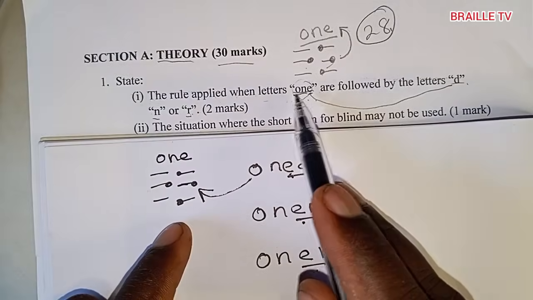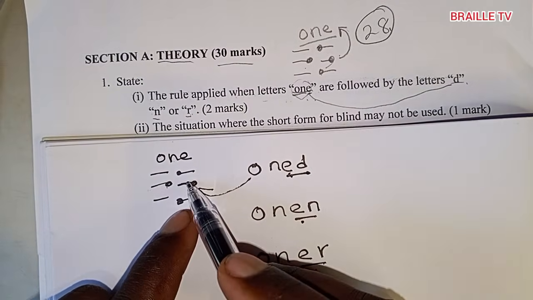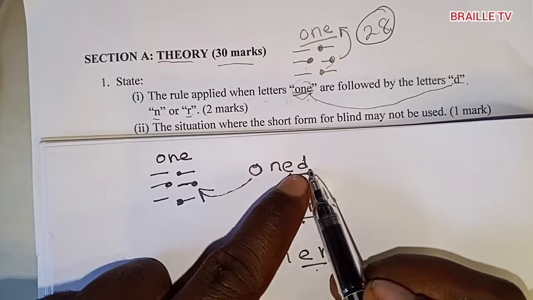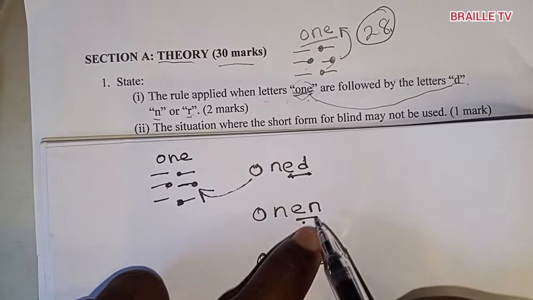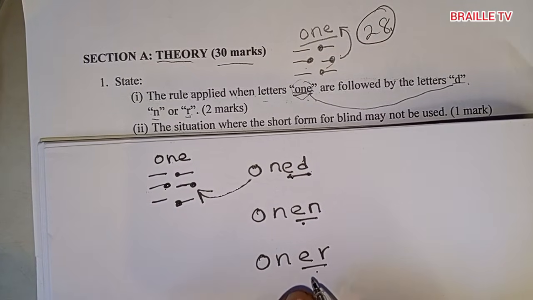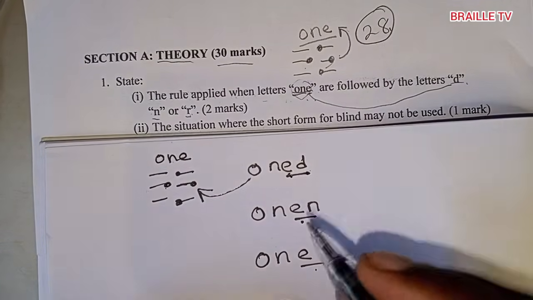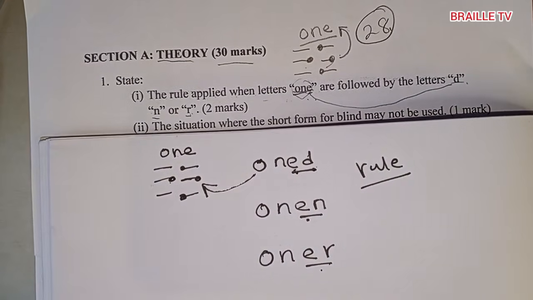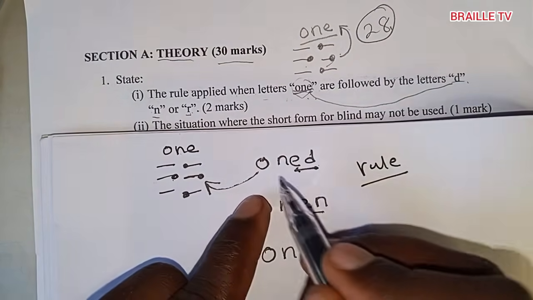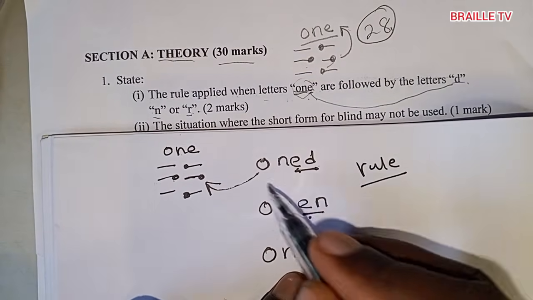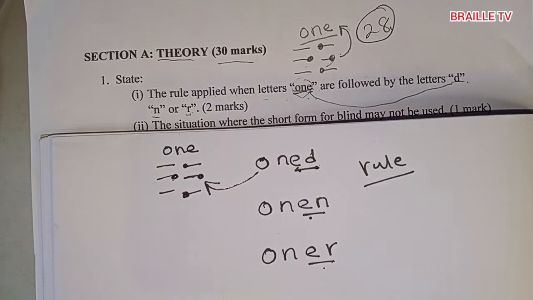Do not contract one as dot 5. Instead, if followed by D, contract ED. If one followed by N, contract EN. If one is followed by R, contract ER. That is the rule. Now let me come up with some few examples which contain one and also contain these letters following the word one, and then see what exactly we are supposed to do.